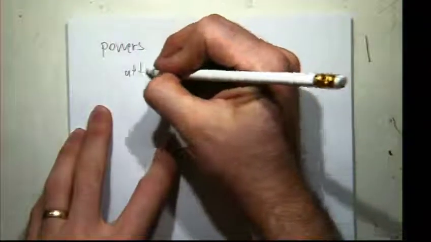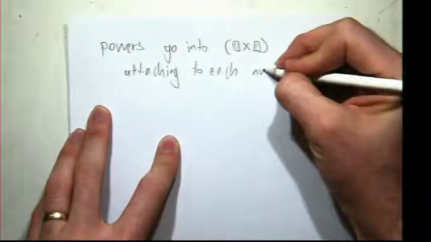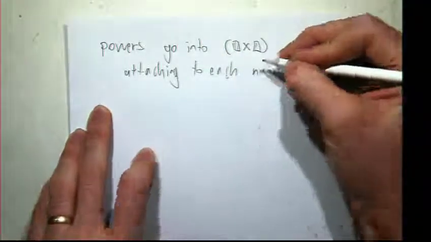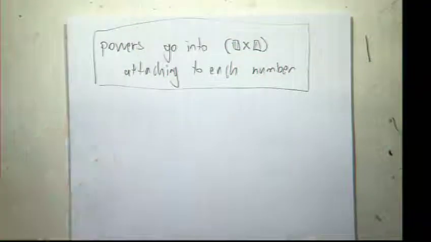Powers go into brackets with times, okay? Attaching to each number. It's the distributive law again. It's just that the powers, instead of having a plus in times the brackets, I've got a times. So it's cloning again.